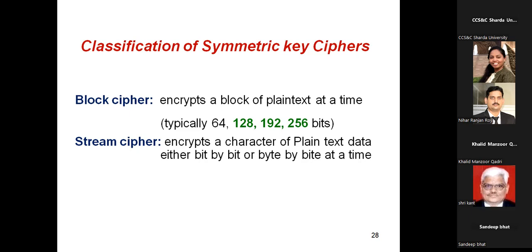It may be bit by bit, and it may be character by character. Character by character means 8-bit ASCII code. It will go in that form. So what is happening? At a time, either we take 64-bit or 128-bit or 192-bit or 256-bit at a time for encryption. Depending on what type of machine we are using, that part we will teach you slowly. Okay. And in stream cipher, encryption always happens bit by bit or character by character. Character by character means byte by byte, right?